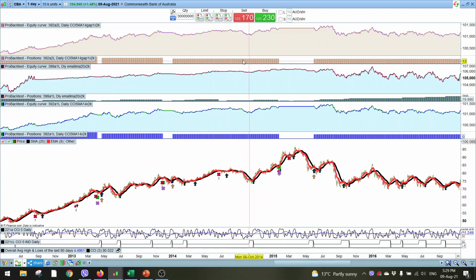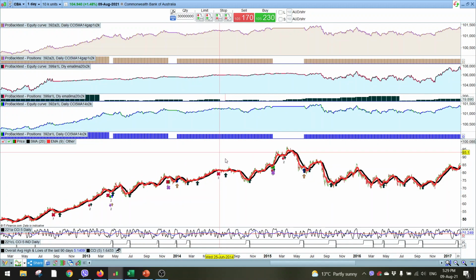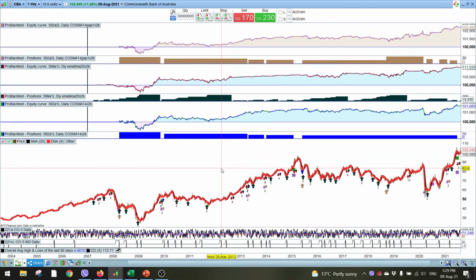So you can see here it hasn't re-entered. It's only entered once on initial entry. Let me go find one where it's doubled up. Okay, let's look at these.